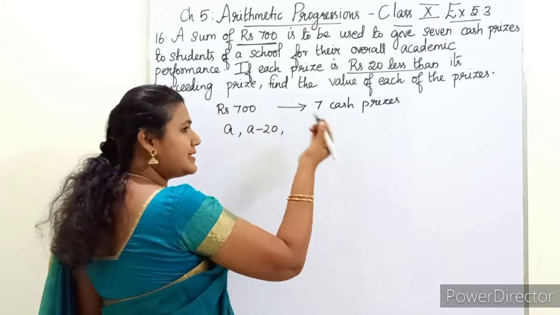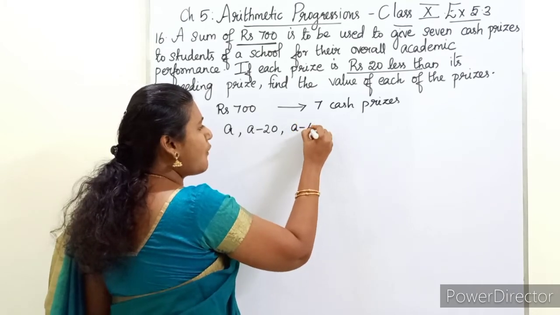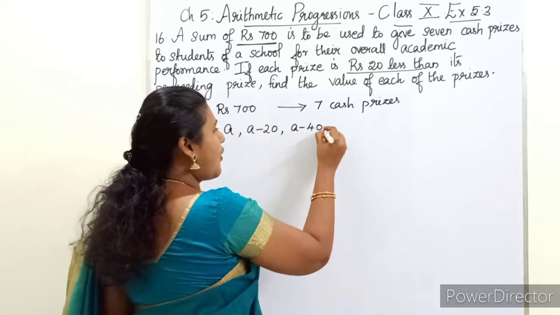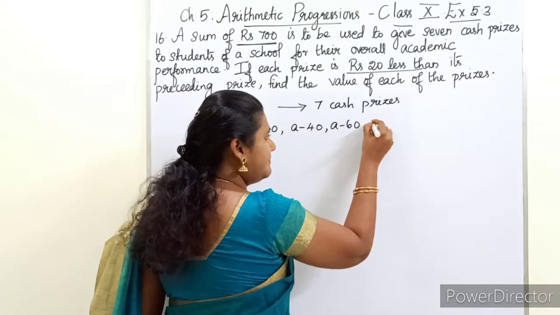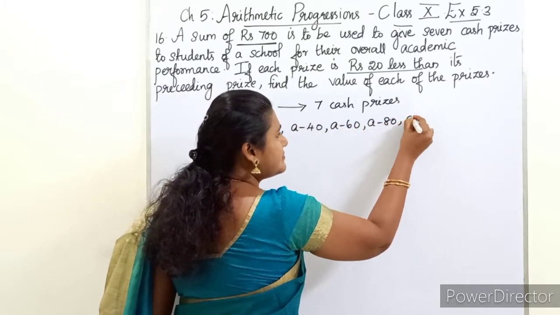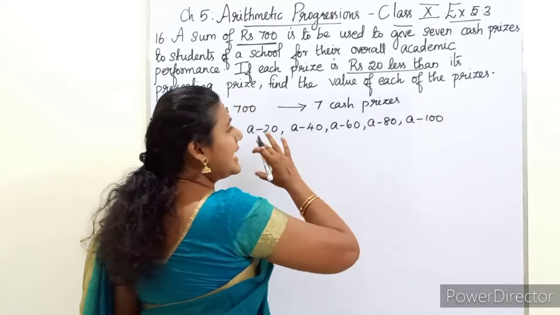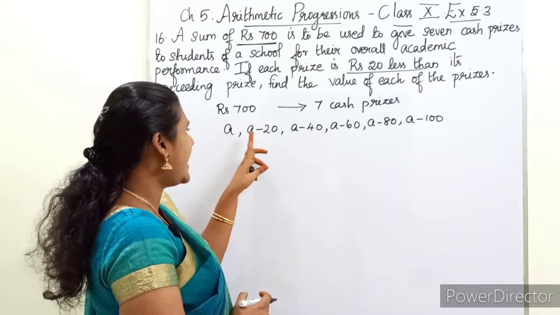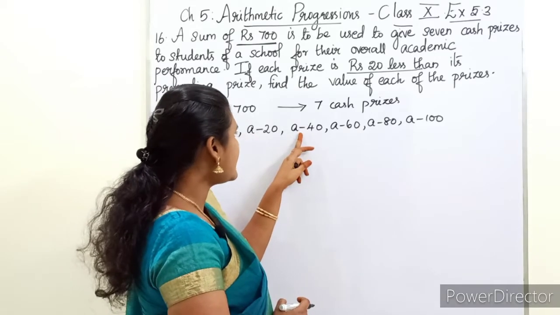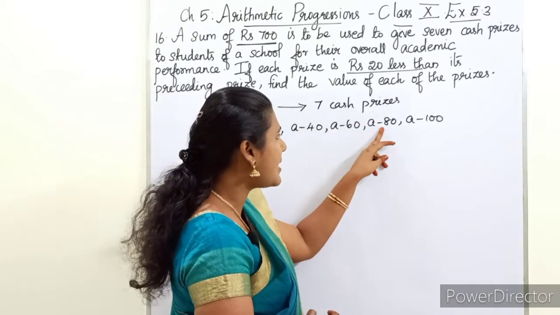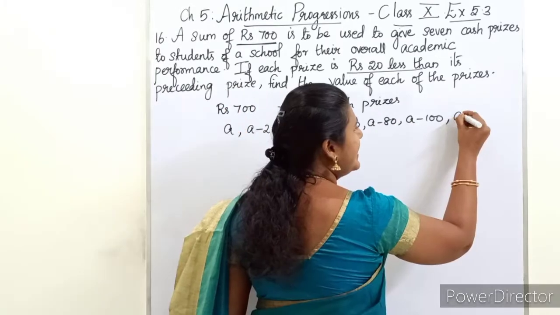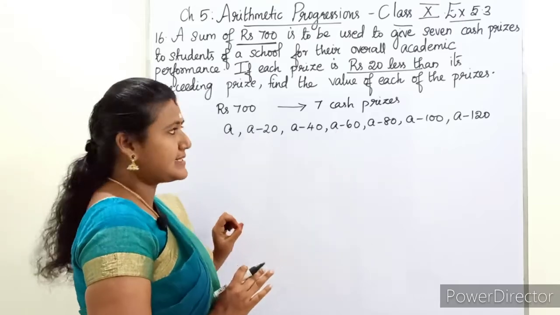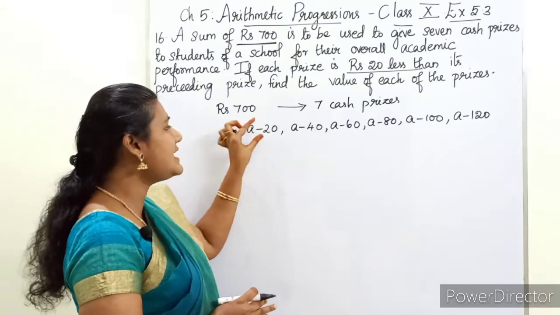So then what about the third prize? A minus 40, again 20 less than this number. So A minus 40, A minus 60, A minus 80, A minus 100, like that it will go. So the 7 cash prizes will go in this way: A, A minus 20, A minus 40, A minus 60, A minus 80, A minus 100, A minus 120. So these are the 7 cash prizes. Now we have to find these amounts.